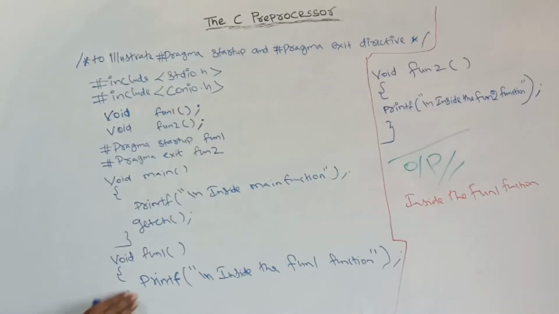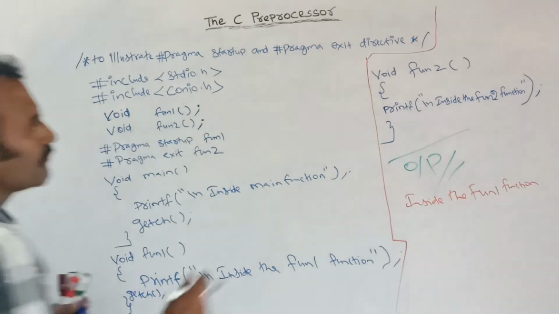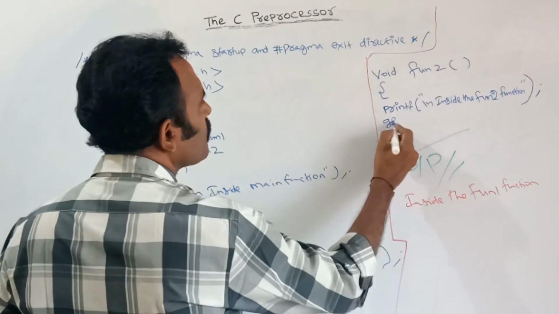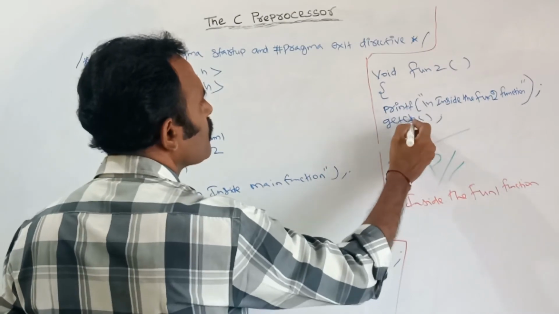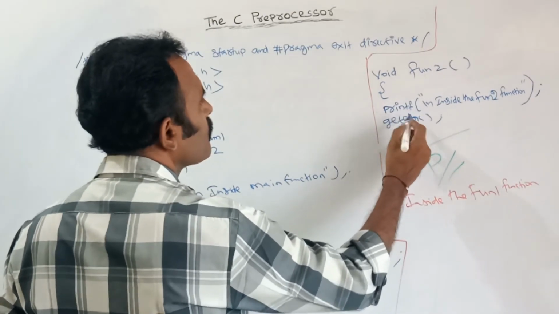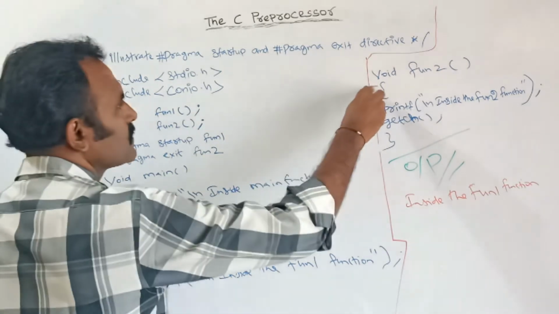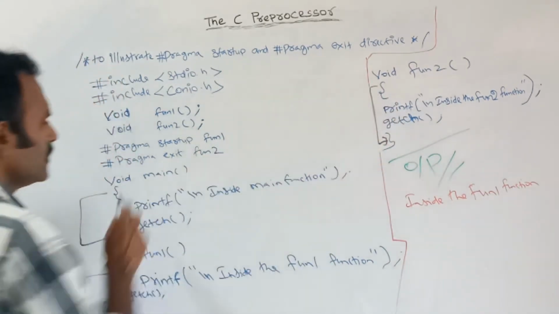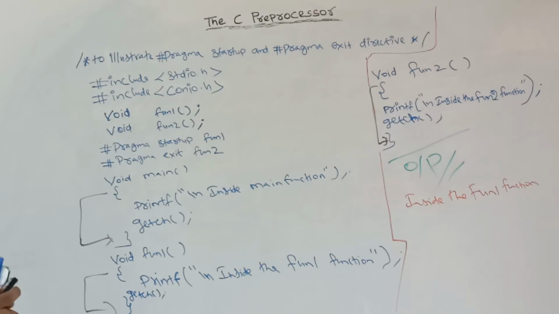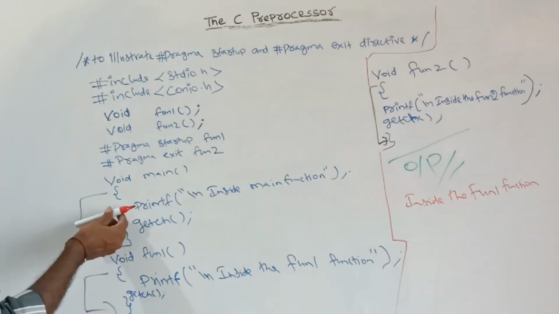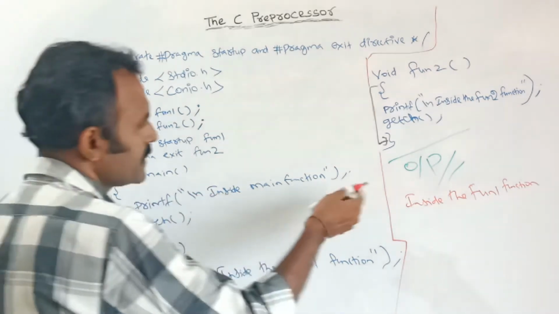Give getch. See here, this is void main, this one is function 1, so totally 3 functions: function 1, function 2 and the main function. Next, the main function will execute. So I am telling it to print the message inside the main function.